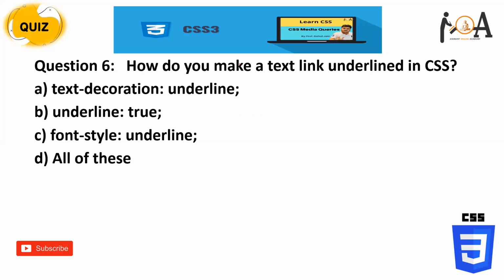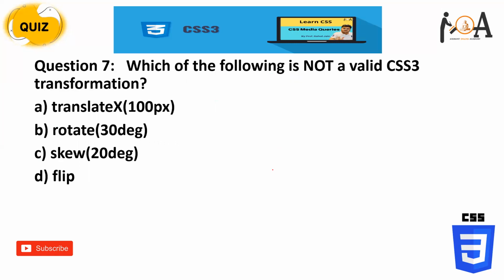Question number 6. How do you make a text link underlined in CSS? You want some text to appear with an underline. So text-decoration is the correct way. Text-decoration underline is what does this. Let's say you have written hello, then that particular text will be underlined with the help of this text-decoration property.